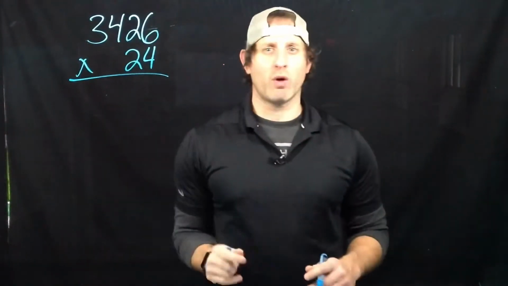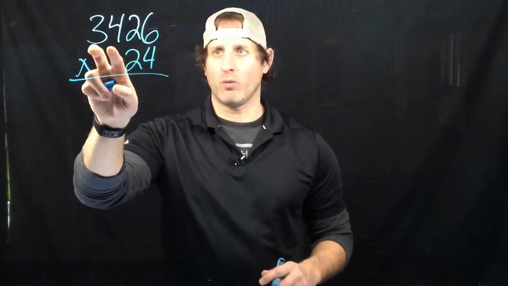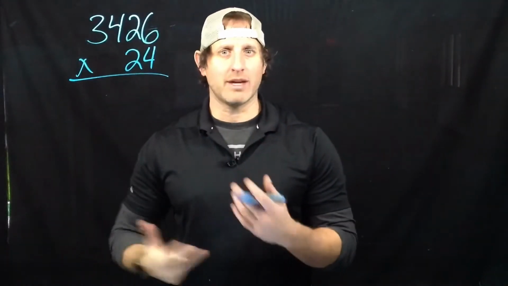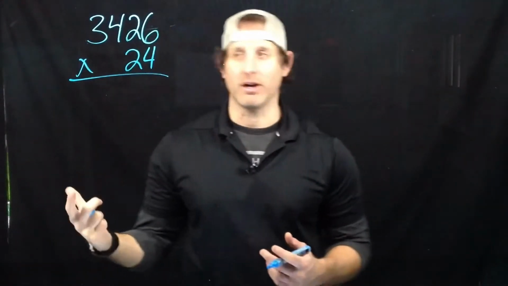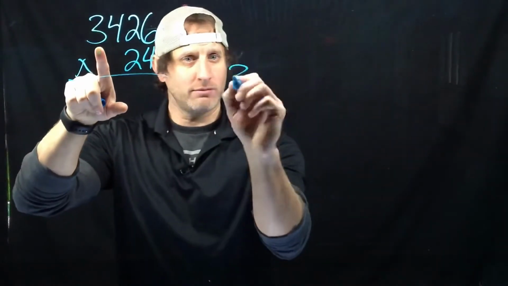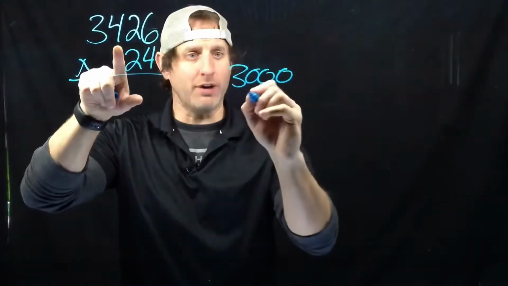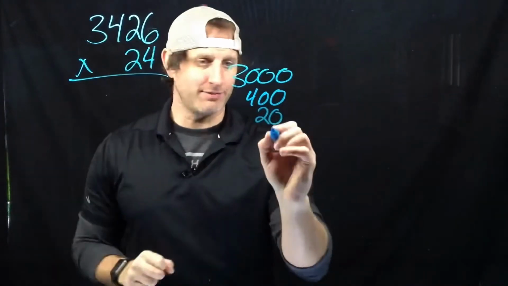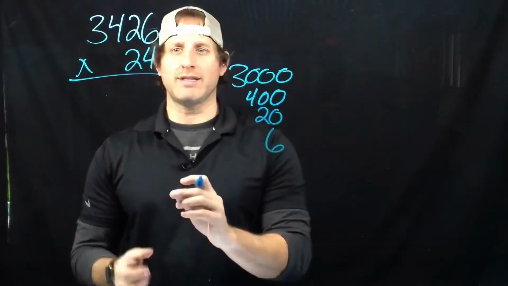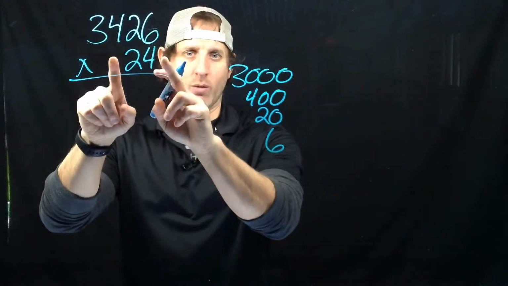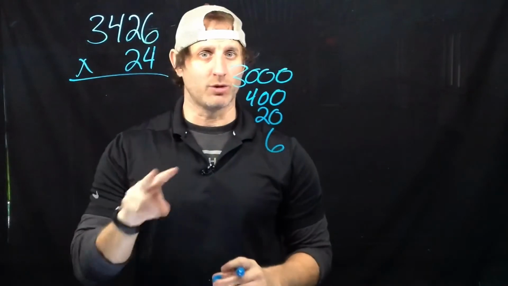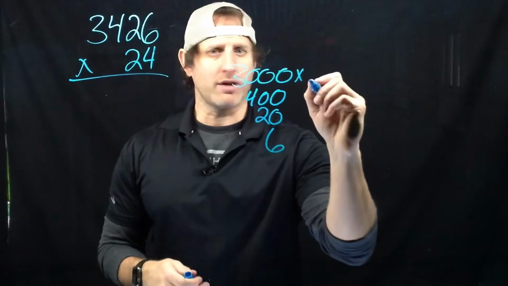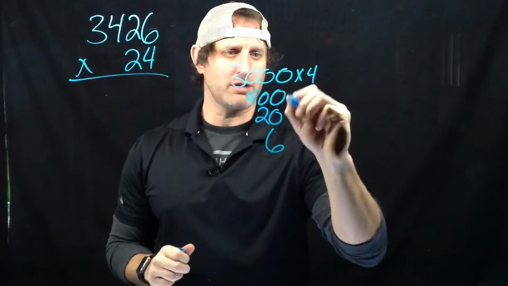So first things first, we're going to break apart these numbers. And if we read the number out loud, we will have an understanding about the expanded form. So for instance, what we have here is 3,426. And we're going to break this apart now as well. We've got 24 split into two groups of 10, which is 20, and 4 extra ones. So we are going to multiply this by the ones first.